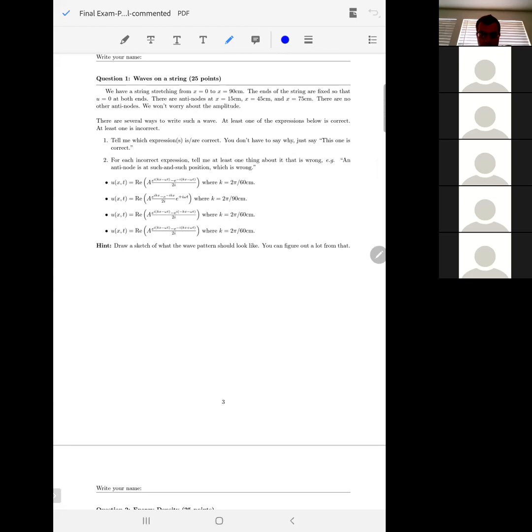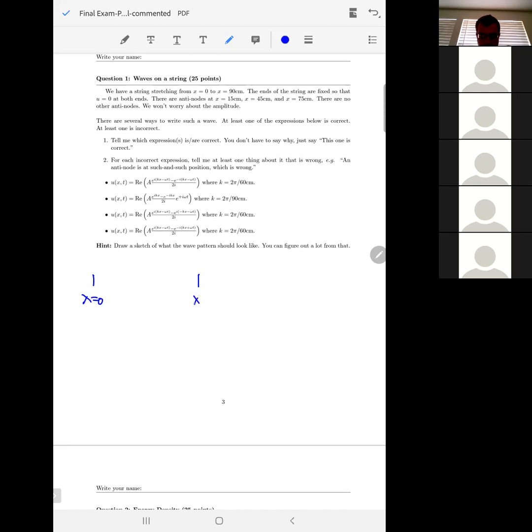So this first question is a question about waves on a string going from x equals 0 to x equals 90 centimeters. And the ends of the string are fixed so that the displacement is 0 at both ends. And it tells you where there are antinodes. There are several ways to write such a wave, and we have to figure out which one is correct. The way I would approach a problem like this is I would start by sketching the string.